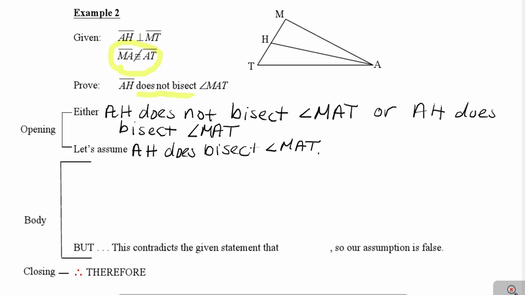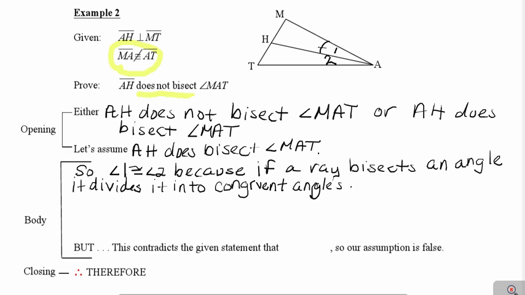Now this is a part of your proof that it does bisect angle MAT. So what would that mean? Well, I'm going to put numbers up here. That would mean that angles 1 and 2 have to be congruent. So right from here, that's where I'm going to start my paragraph proof. So angle 1 is congruent to angle 2 because if a ray bisects an angle, it divides it into two congruent angles.